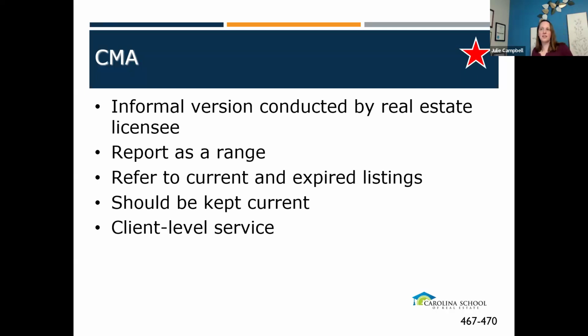So when we're doing these CMAs, we want to make sure that we're looking at the neighborhood. We're studying the closed, the expired, the currents.